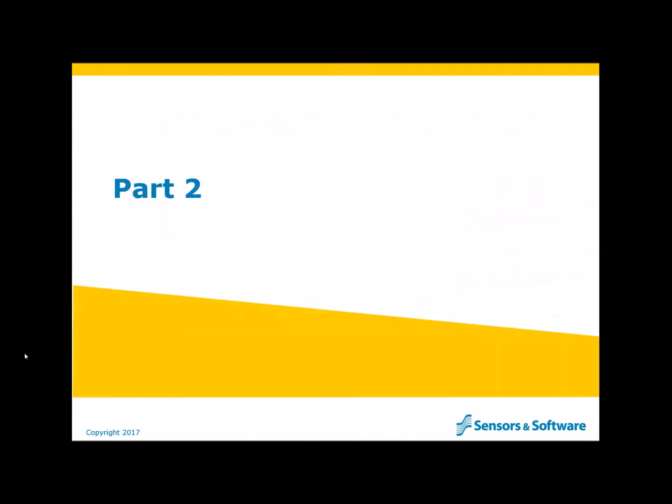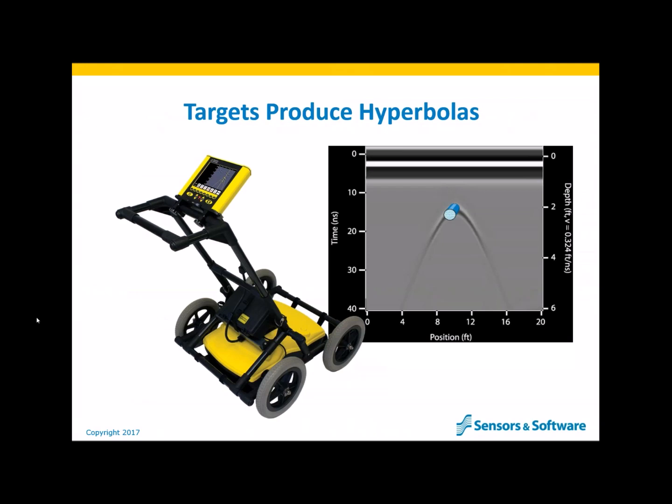I'd like to start part 2 now, and I'm going to start by talking more about hyperbolas. When we see a hyperbola in our GPR data, we know that there's an object in the subsurface, and by moving to the top or apex of the hyperbola, we can pinpoint the position of that object. However, at this point, one of our questions might be, how deep is this object? One of the nice things about a hyperbola in your GPR data is that it can be used to determine how deep the object is.